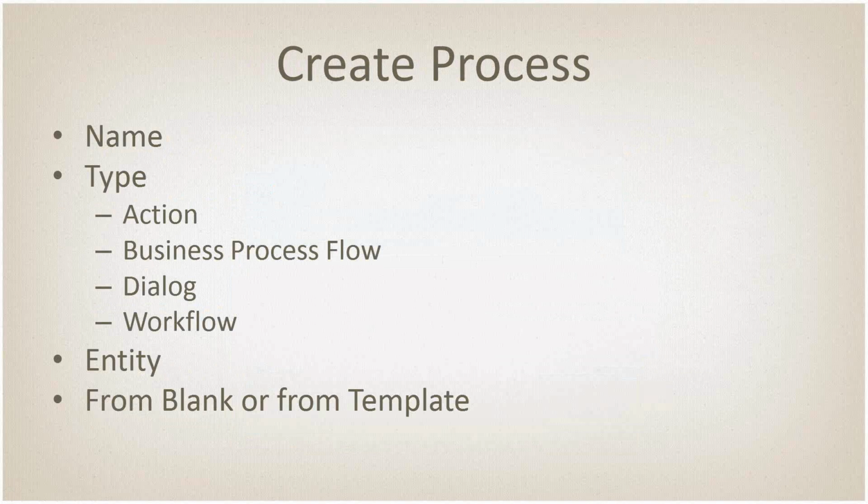So the name is just a text field, of course. The category can be an action, which is a way to create a custom piece of code that can be used later in the system. We'll talk about that another time. Then business process flows, dialogues, and finally the workflows that we'll cover today. You specify an entity, and then again, you can specify from blank or from template.